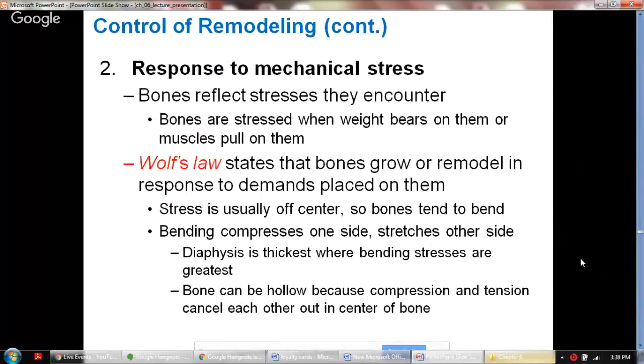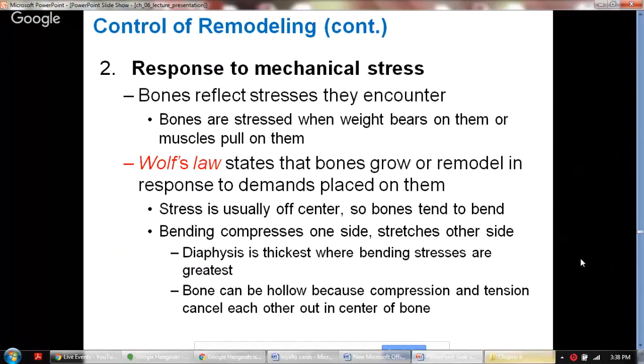The other main control mechanism is the response to mechanical stress. Bones reflect the stresses they encounter. Bones are stressed when they bear weight, or due to muscle pulls on them. According to Wolff's law, bones grow or remodel in response to the demands placed on them.